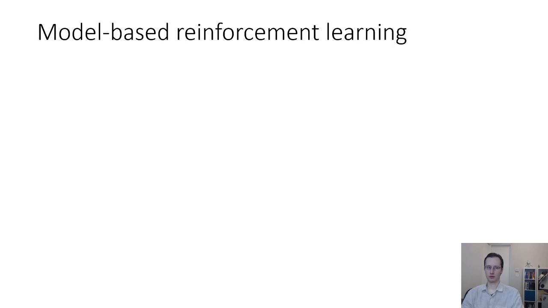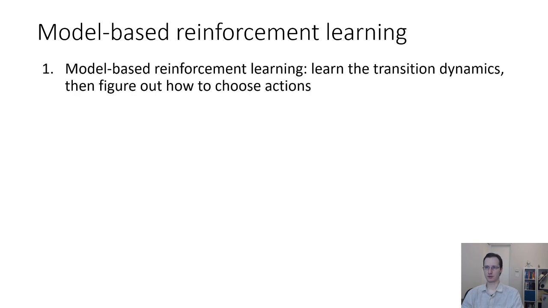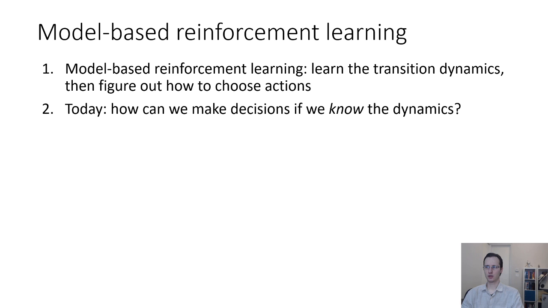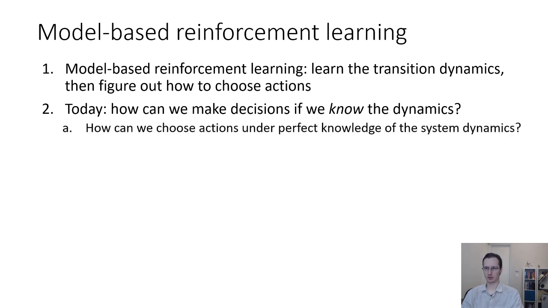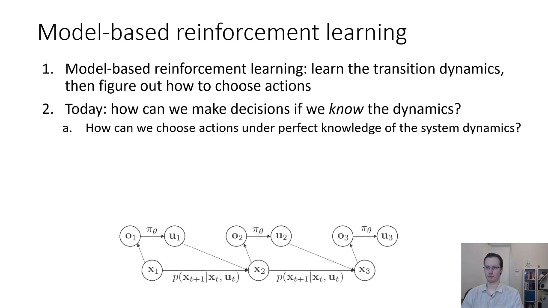All right, so let's summarize what's going on with these model-based methods. Model-based reinforcement learning refers to a way of approaching RL problems where we first learn transition dynamics and then use those learned transition dynamics to figure out how to choose actions. Today, we're going to talk about how we can make decisions if we know the dynamics. So how can you choose actions under perfect knowledge of the model?